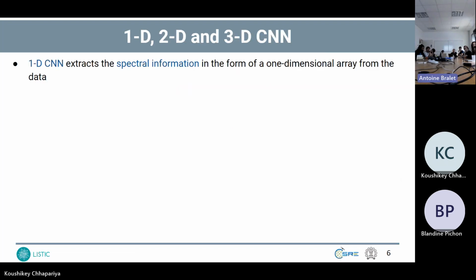So there are 3 dimensions of convolution neural network: 1D, 2D, and 3D. With my research, I have objectified with 3D convolution neural network. And why did I go with 3D? Because 1D convolution neural network takes care of spectral information.